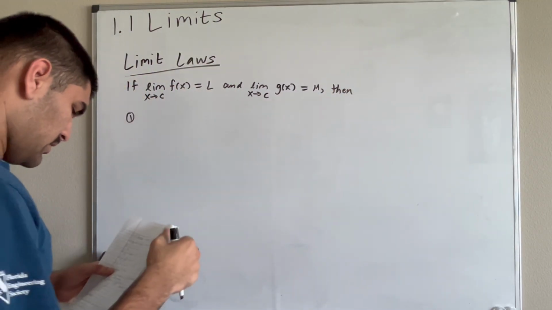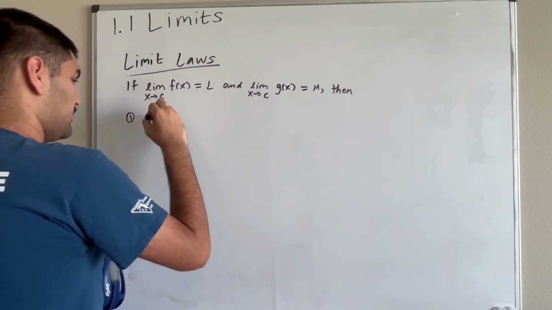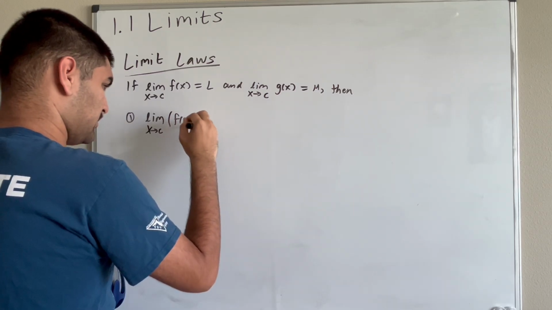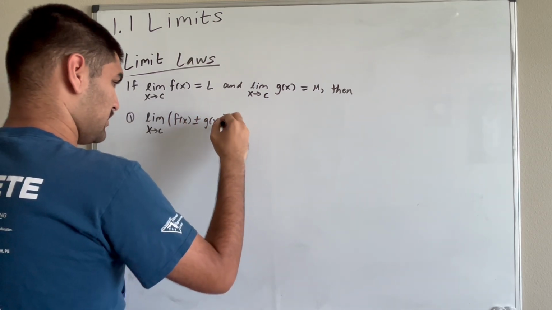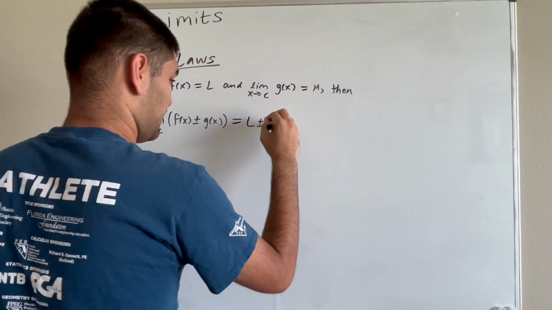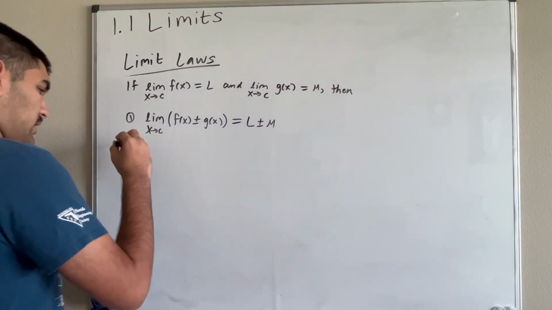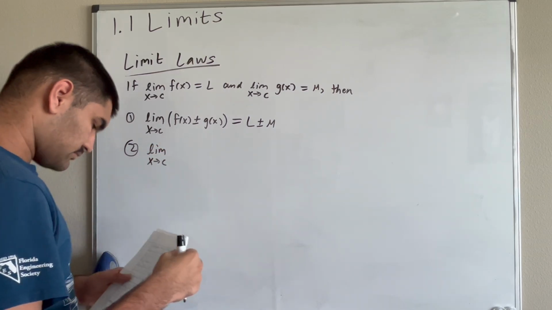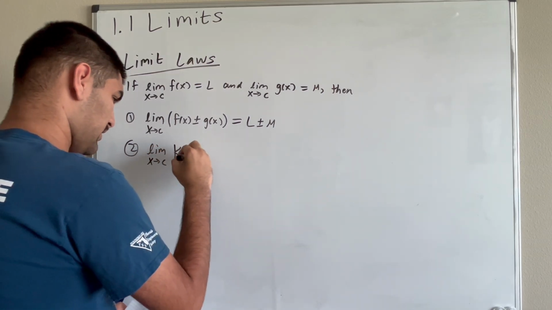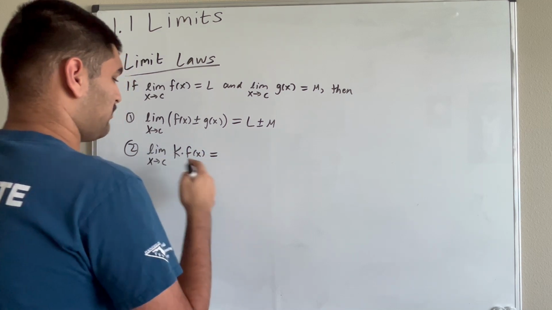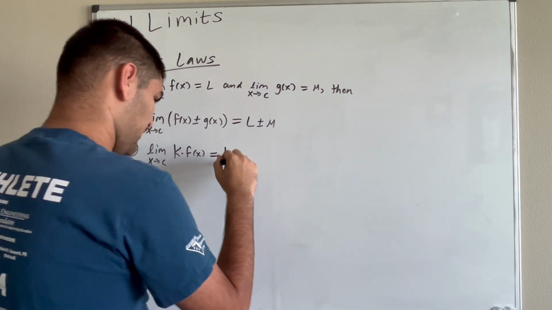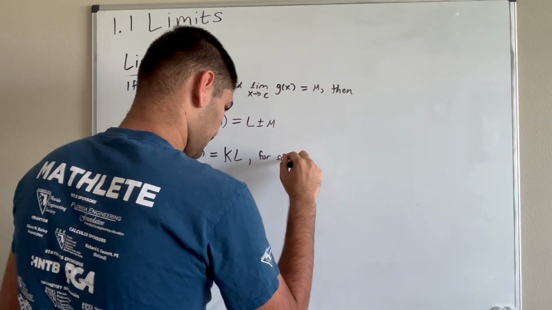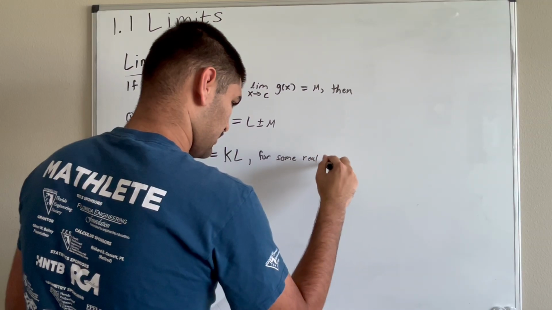First, we have the limit as x approaches c of f of x plus or minus g of x. This is equal to L plus or minus M, respectively. Number 2, if we have the limit as x approaches c of some constant k times f of x, you're simply multiplying that same constant to the limit value. So this is just equal to kL, for some real k.